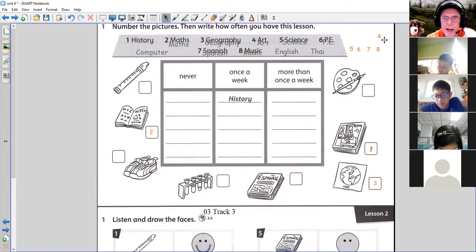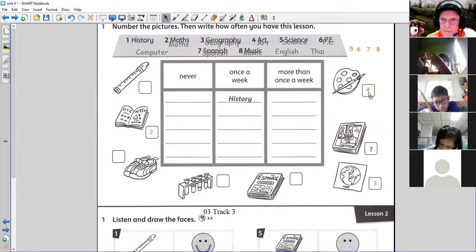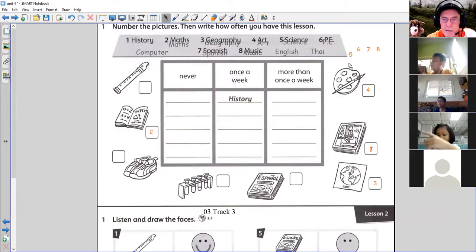4, we have art. Lots of students like art because it's fun, isn't it, to draw and paint pictures. And some are very good at art, aren't they, Pancake? Okay, and 5 is science. Yeah, some people like science. It can be very interesting. Some people find it difficult. That's okay. Number 6 is PE.